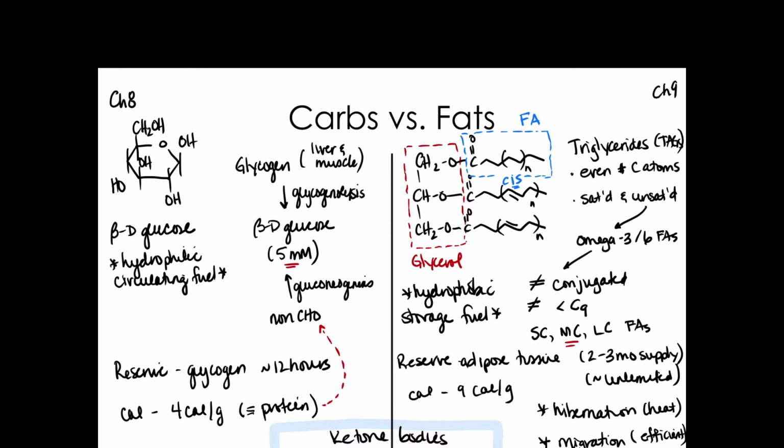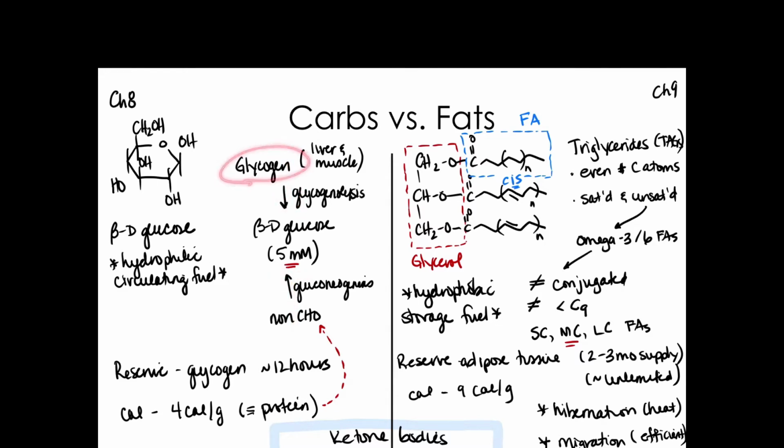Reviewing a few key things here, you do have a homework question that allows you to summarize some of these things in a table format. I always want you to remember and be able to know the structure for beta-D-glucose, nature's important hydrophilic circulating fuel. It's important to maintain blood glucose at 5 millimolar concentration. And in previous chapters, we've talked about the top-down and bottom-up approaches to remedy low blood sugar.